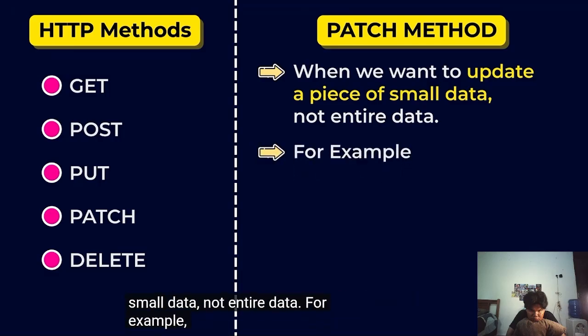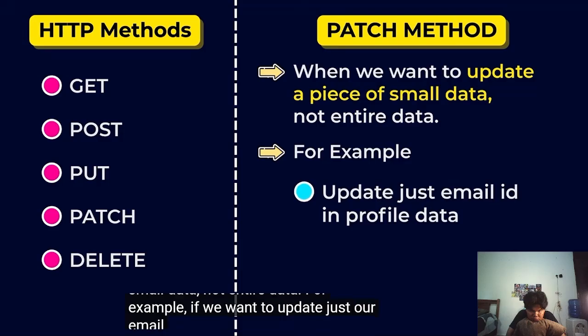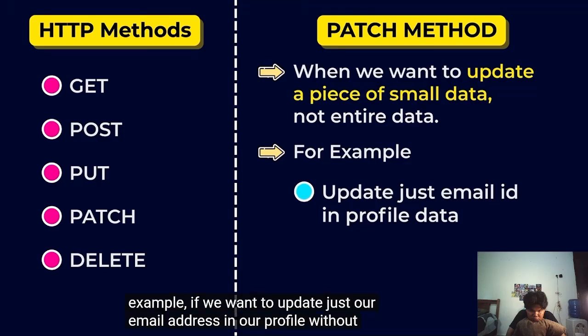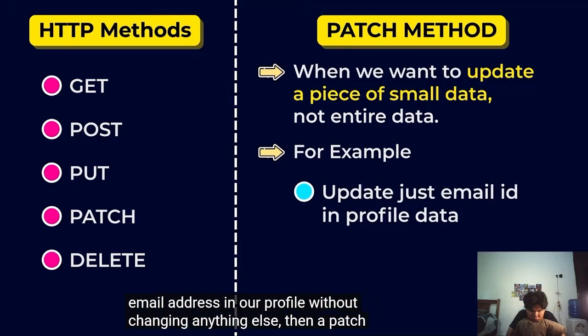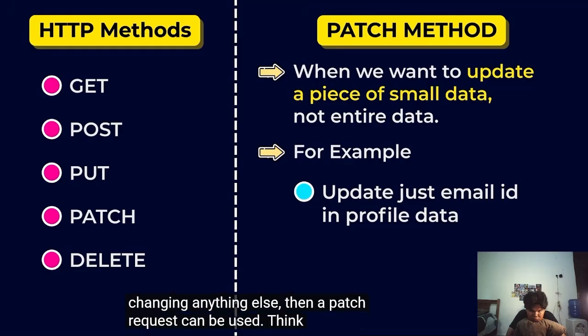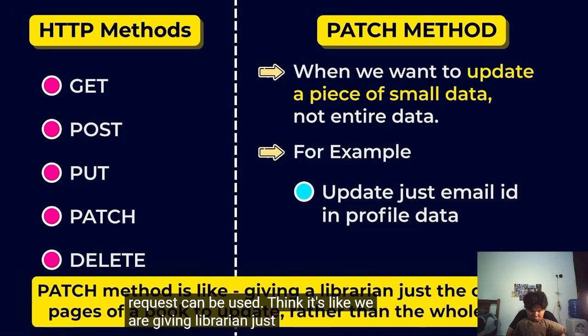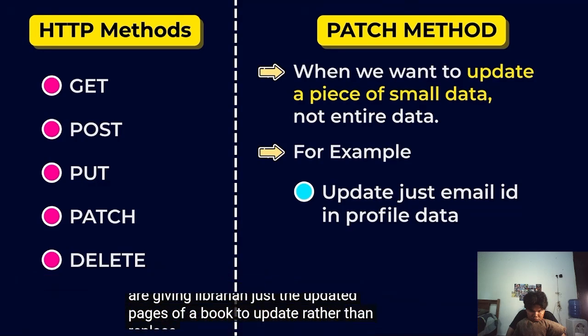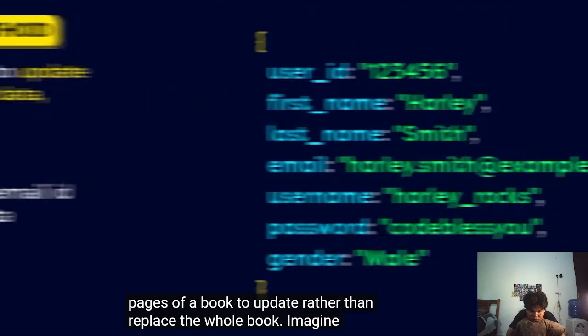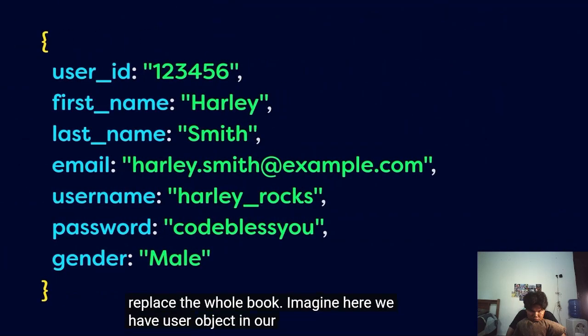For example, if we want to update just our email address in our profile without changing anything else, then a patch request can be used. Think of it like we are giving the librarian just the updated pages of a book to update, rather than replacing the whole book. Imagine here we have a user object in our server.